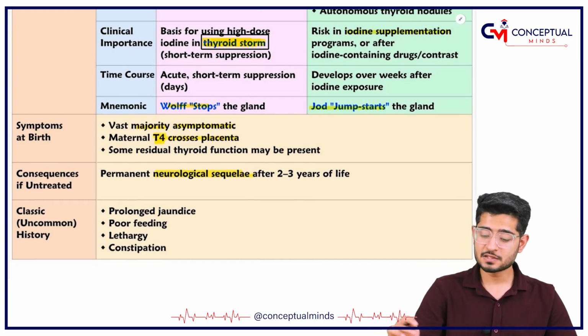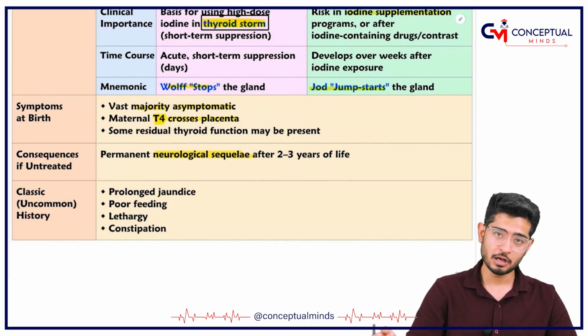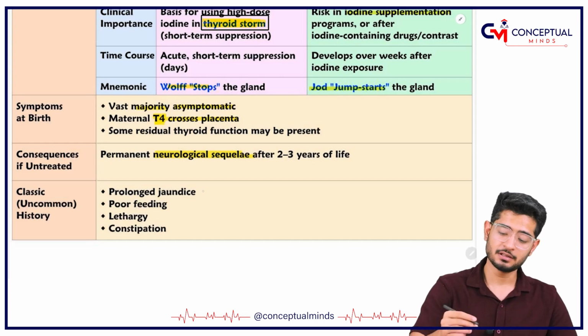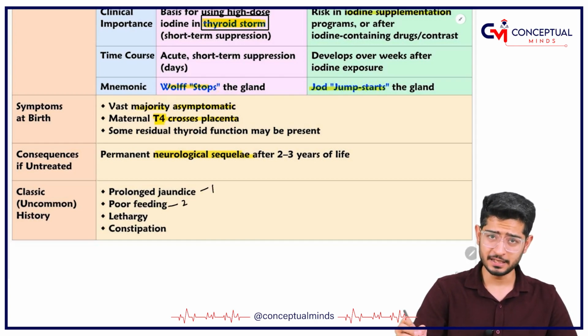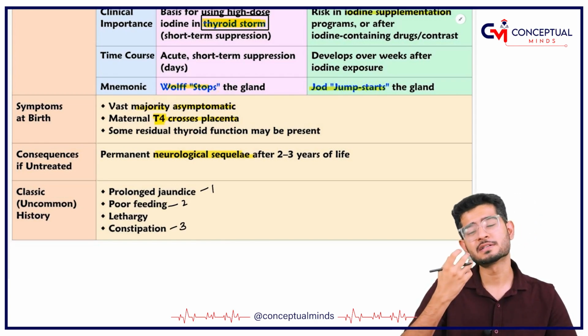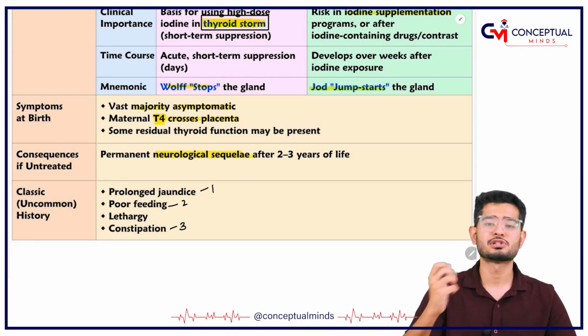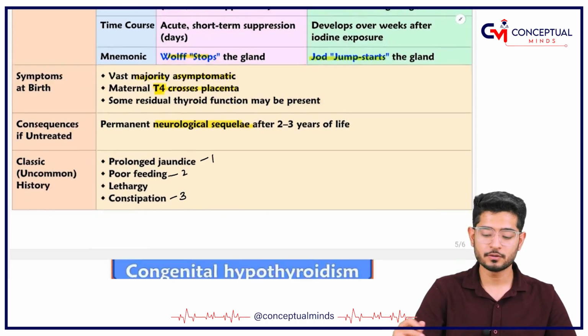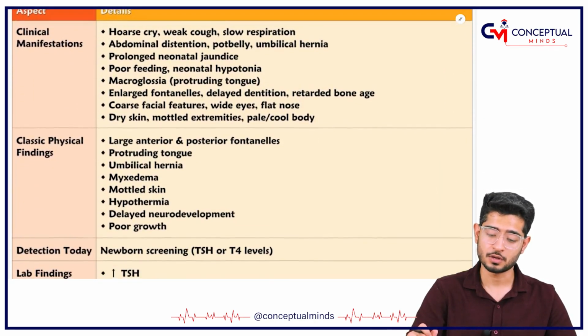But what classic history will you see? Because of hypothyroidism, the bile is also going to get accumulated. That's why there will be prolonged jaundice. There will be poor feeding in children. There will be constipation, because somewhere or the other thyroid hormone is responsible for peristalsis also. So because of that, constipation, poor feeding and prolonged jaundice are going to occur.